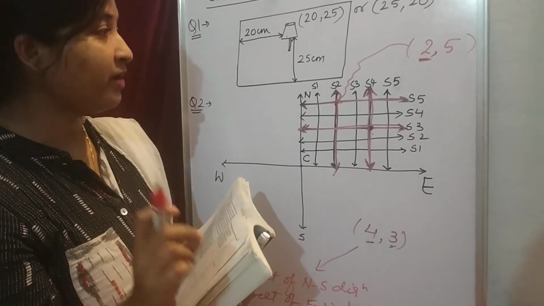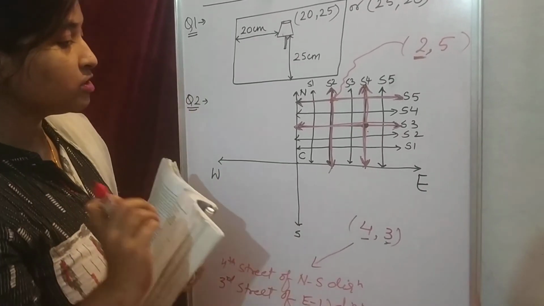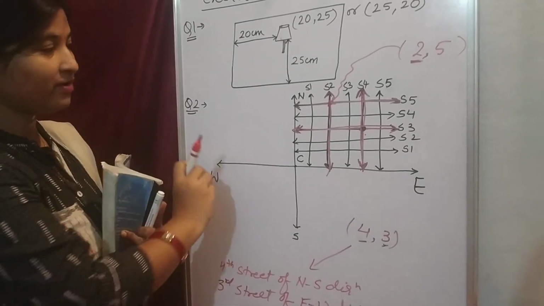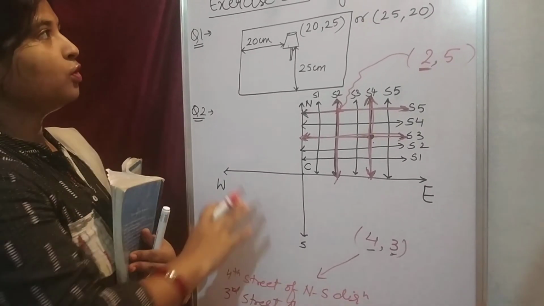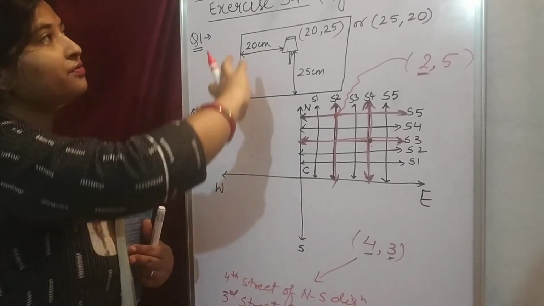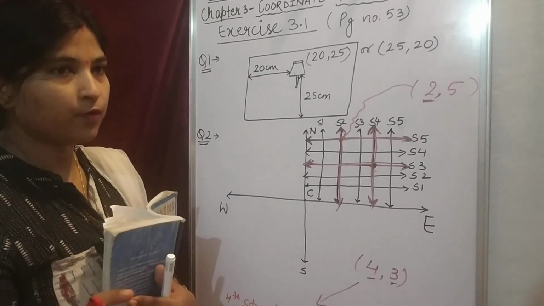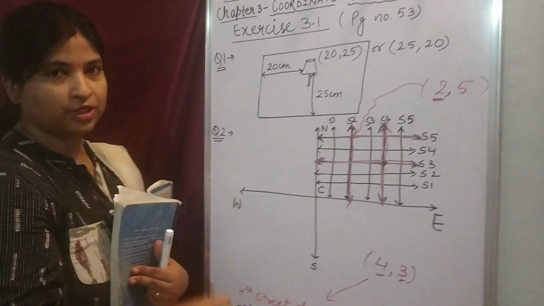Understood students? You have to take care of it. I think you have understood what they have asked in question number 2. We have understood the concept of coordinate geometry, how we can relate this coordinate geometry to our daily life, and how you can do all these questions.